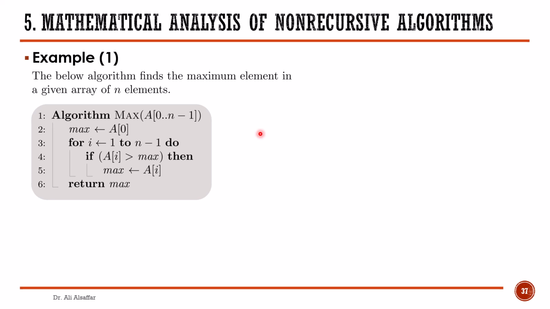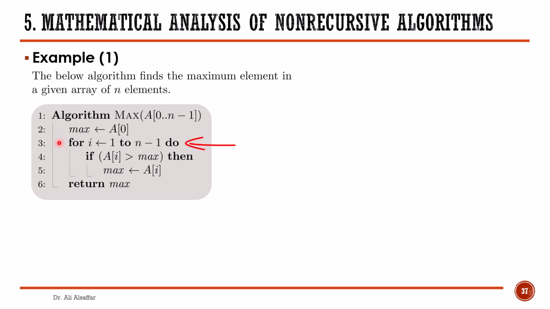Our first example is a classical one, finding the maximum element in a given array of n elements. For a brief description of this algorithm, at line 2, the algorithm starts by assigning the first element of the array to a variable named max. This variable will keep track of the maximum value found in the array.